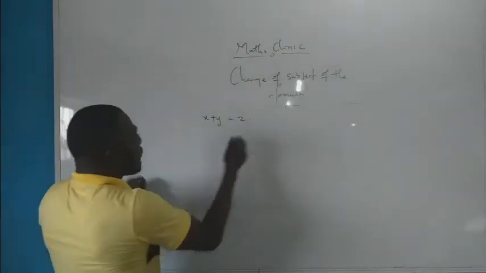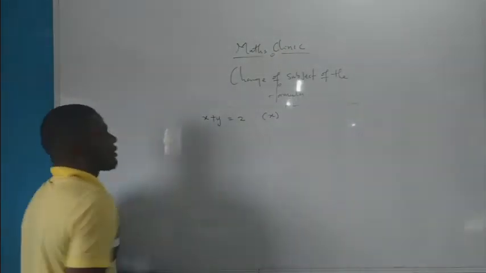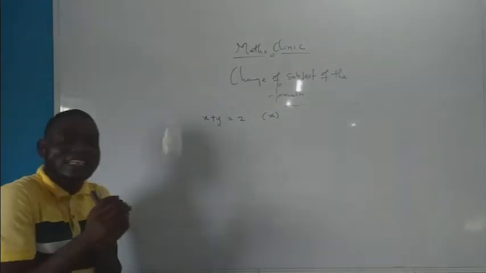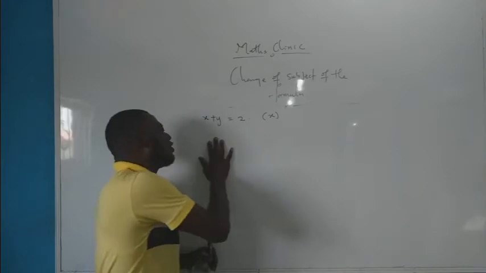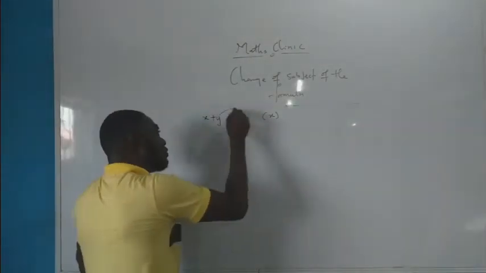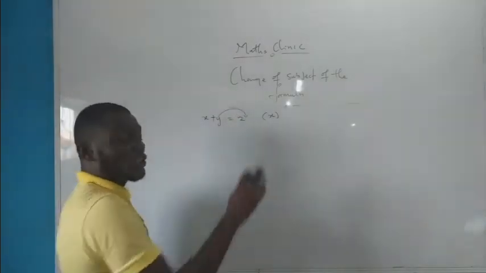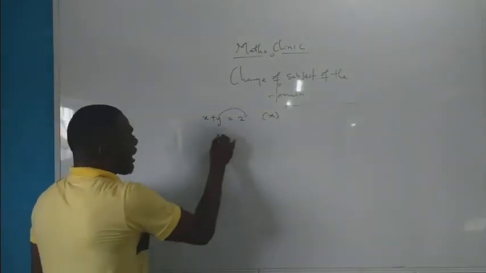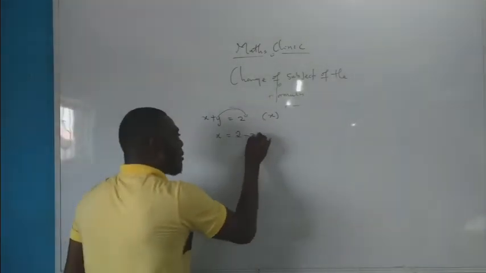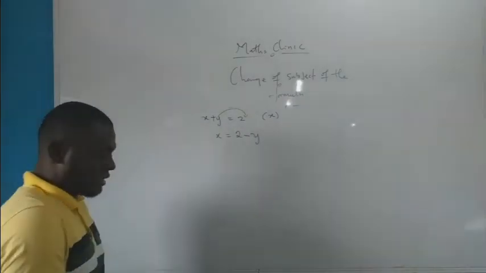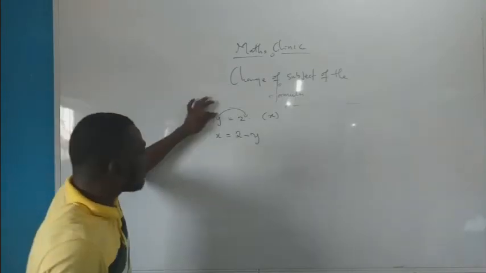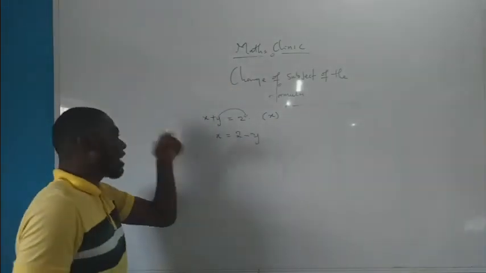Now let's go. If you are asked to make x the subject of the formula, meaning that x must stand alone, we don't want to see y. So you have to look for a way to remove y. And the only way we can remove y is to take it across the equality sign. Whenever any number or alphabet crosses an equality sign, the sign will change. You can see plus y changes to minus y, because it's crossing the sign.